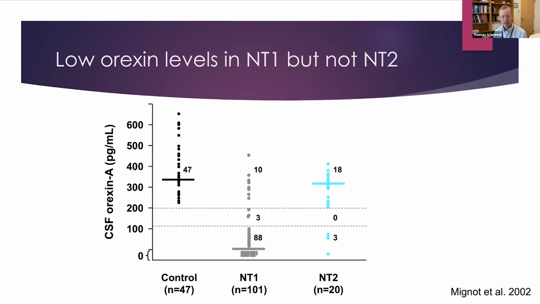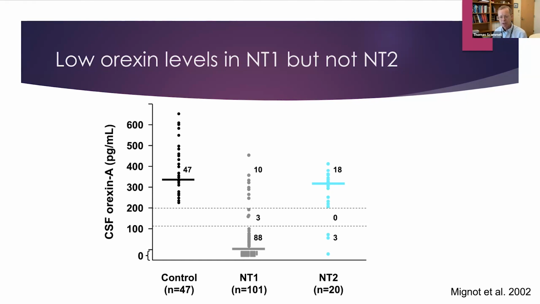And what you can see here is that about 90% of people have these very low levels. But amazingly, there are some people with narcolepsy type 1, about 5 or 10%, who actually have values up in the normalish range. And honestly, I can't give you a clear explanation for what's going on there.